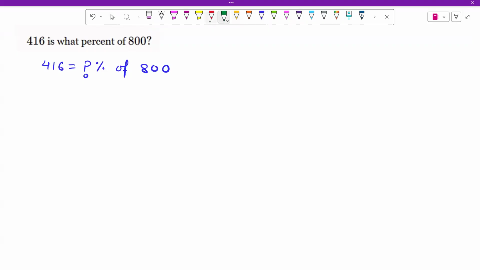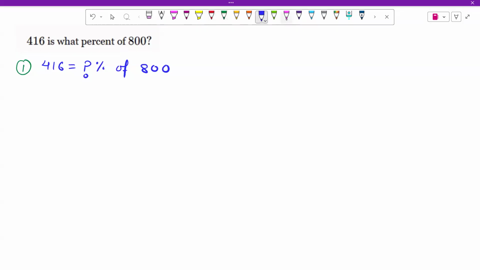We just wrote down whatever the question was saying. From this statement we wrote 416 is what percentage of 800? That's all we wrote. Any questions here at this point? No. So this was our first point.